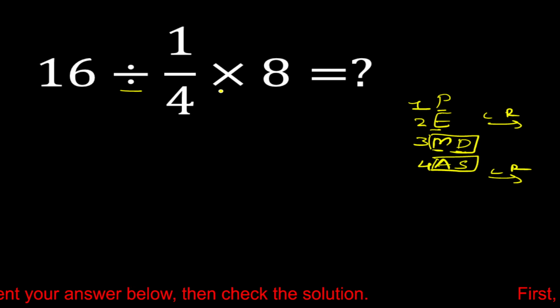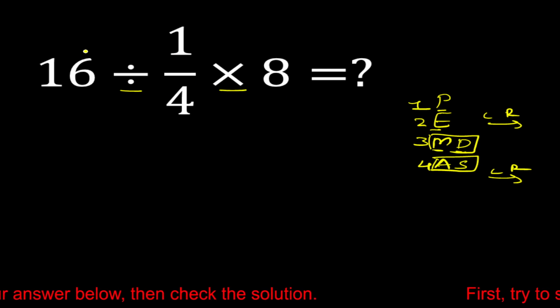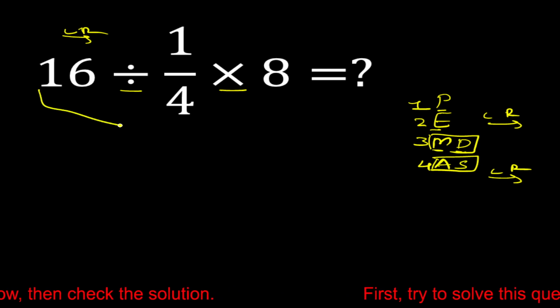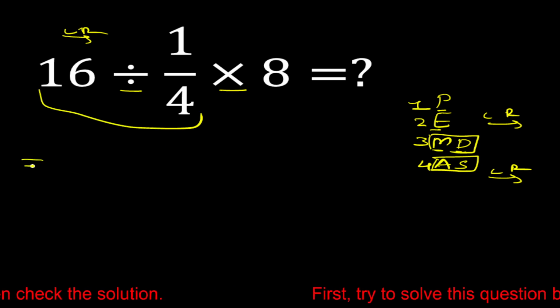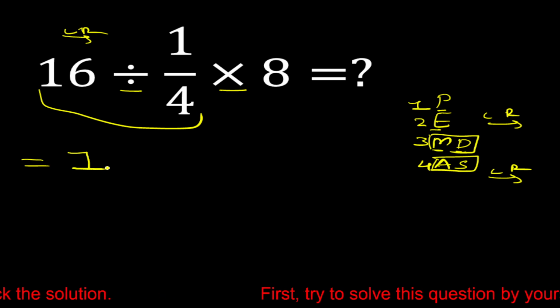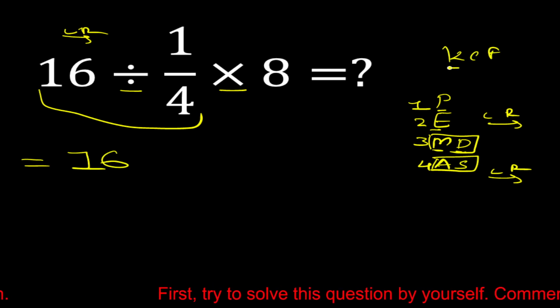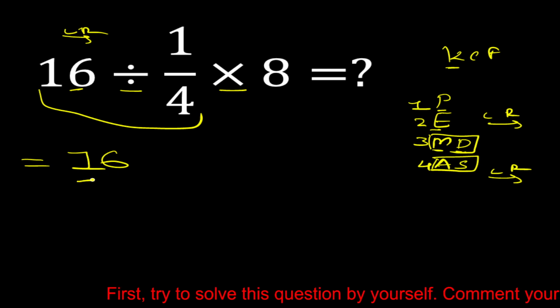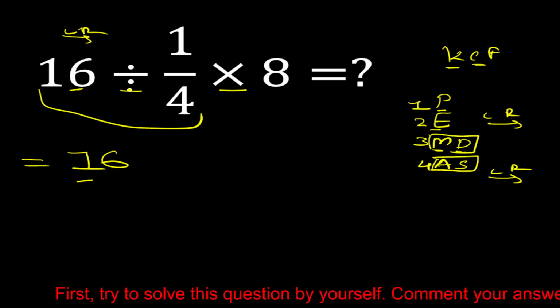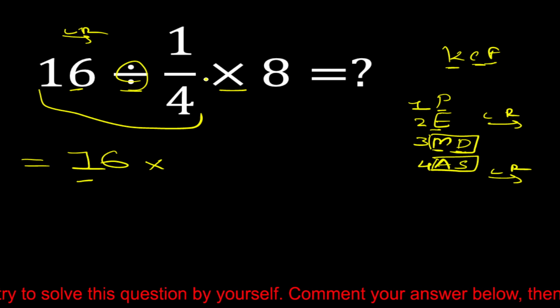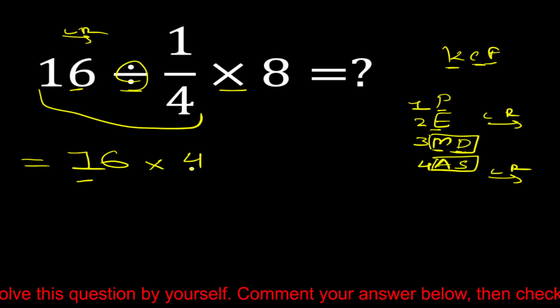So here is division and here is multiplication. Both have equal priority, so we have to solve it from left to right. So first we have to solve this part. Now 16. According to the KCF rule, K means keep this 16 as it is, the same. C means change the sign from division to multiplication. And F means flip this last fraction, 1 by 4 is equal to 4 by 1.